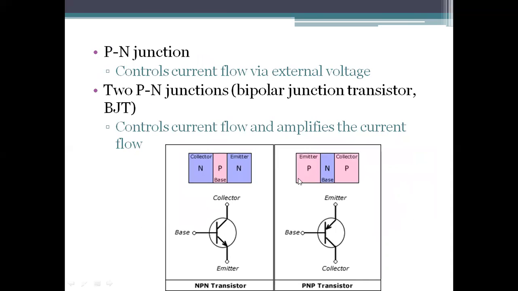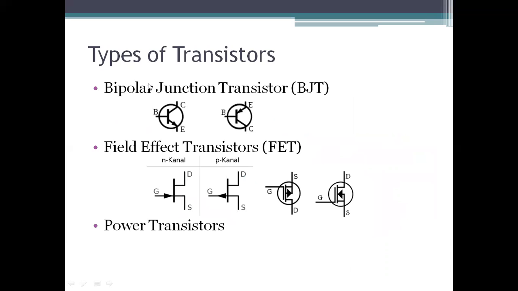Here I'm showing the symbolic representation of the NPN transistor and the PNP transistor. For an NPN transistor, we keep the emitter terminal direction outward. For a PNP transistor, the emitter terminal direction is inward. If it is inward, keep in mind, shortly, PNP. If the direction is outward, this is an NPN transistor. Clear?